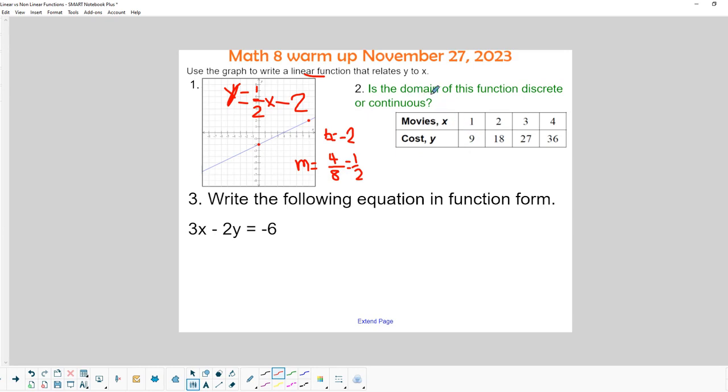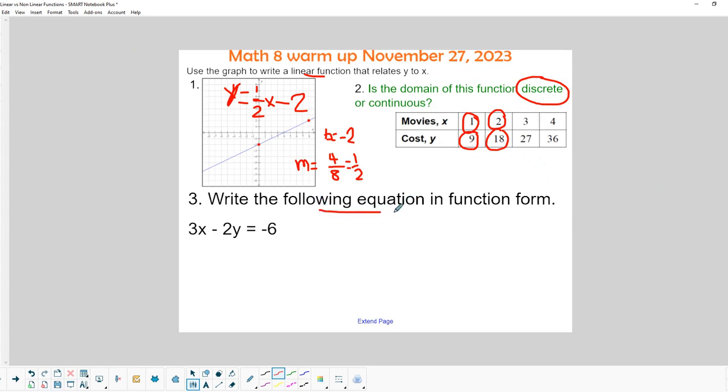All right, the next one is, is the domain of this function discrete or continuous? Well, can you count the number of people who go to the movie or movies? So one movie costs you $9. 2 movies cost you $18. So actually, it looks like each movie's costing you $9. So $9 per ticket. So this would be a discrete function because you're just talking about the number of movies, you can count them, and how much the cost is.